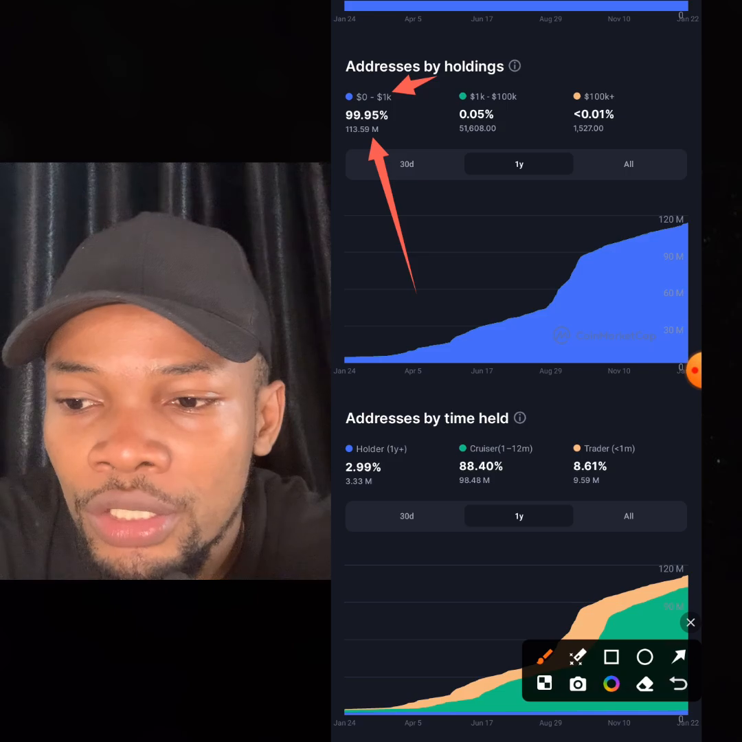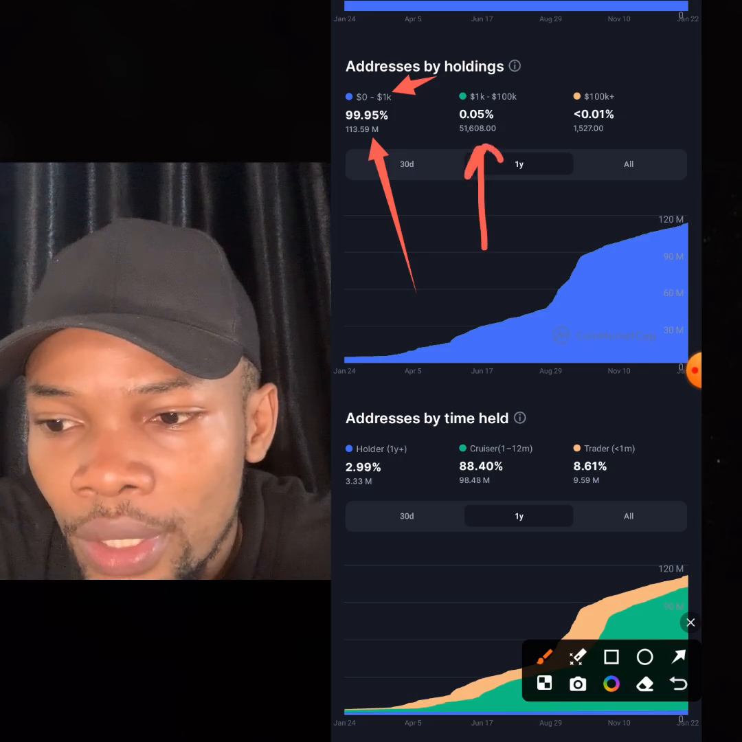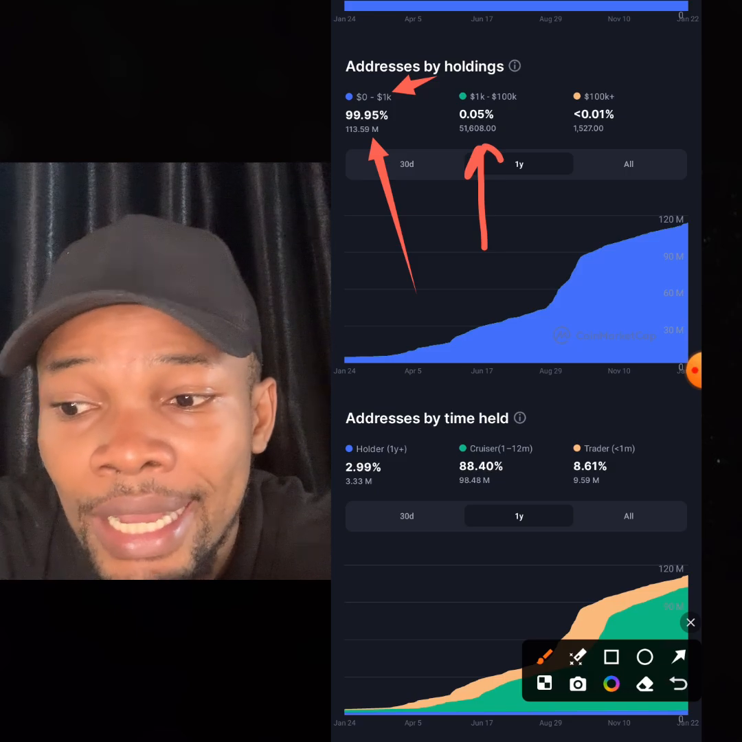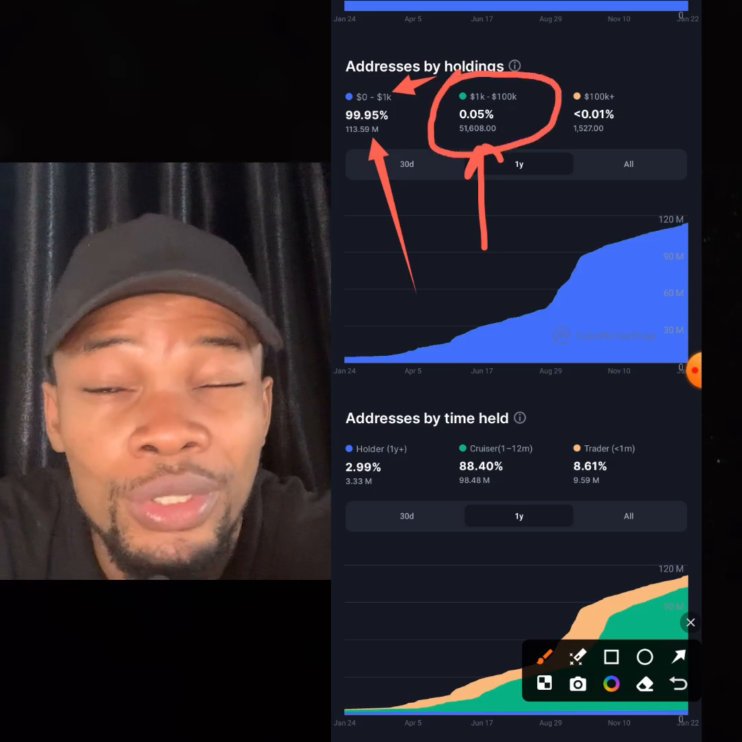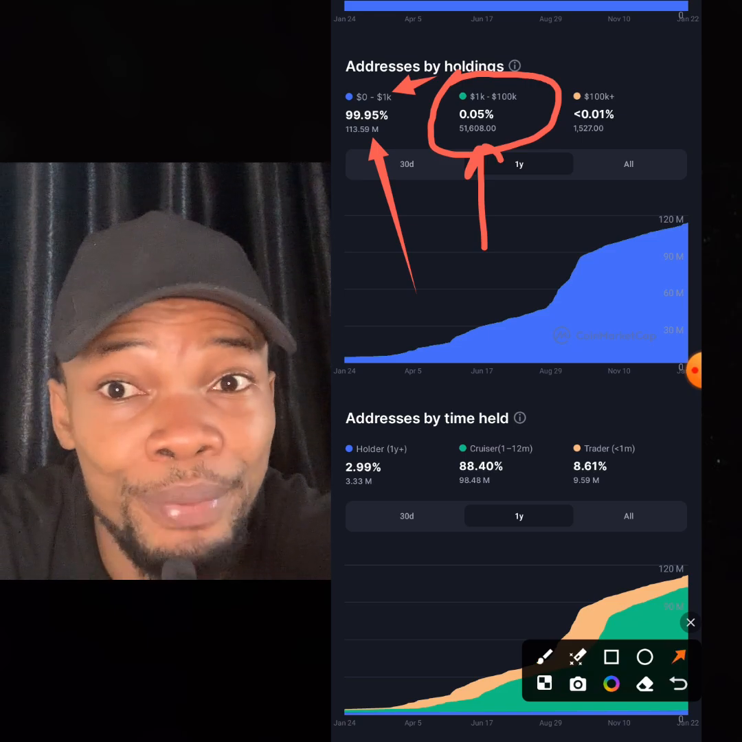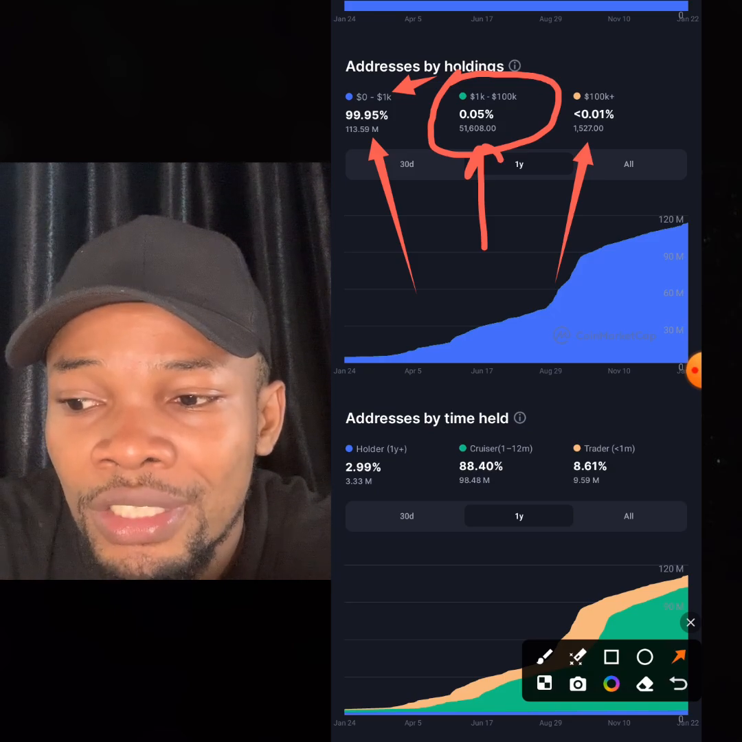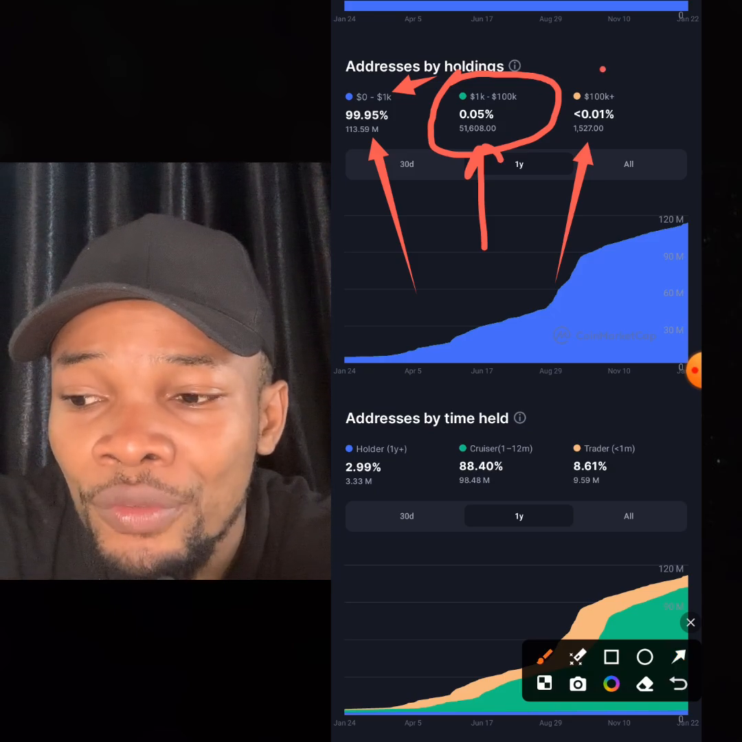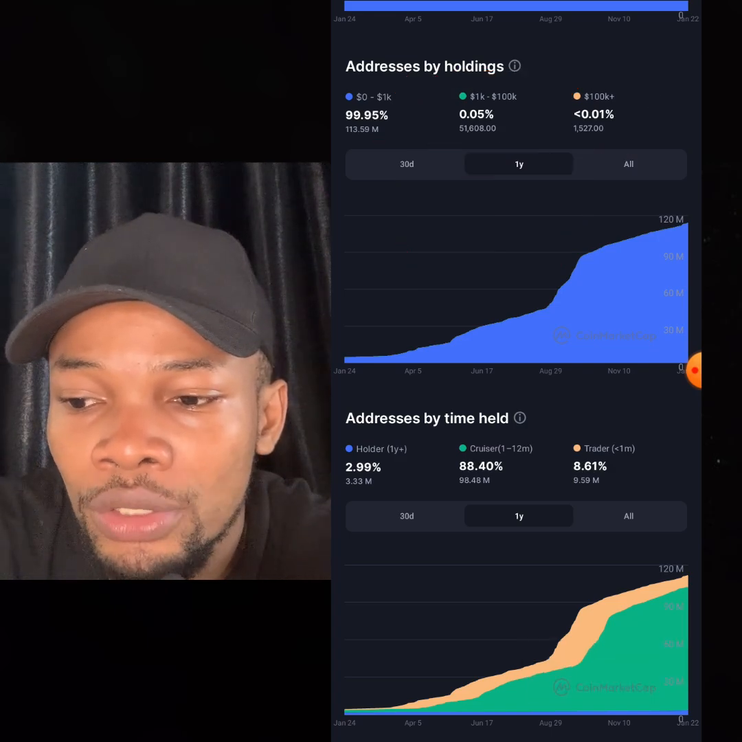Then this other one, 51,608 addresses are holding TON, but they are only holding $1,000 to $100,000 worth of TON. Now, the least percent, which are the big guys, are just 1,527 addresses holding $100,000 worth of TON and above.